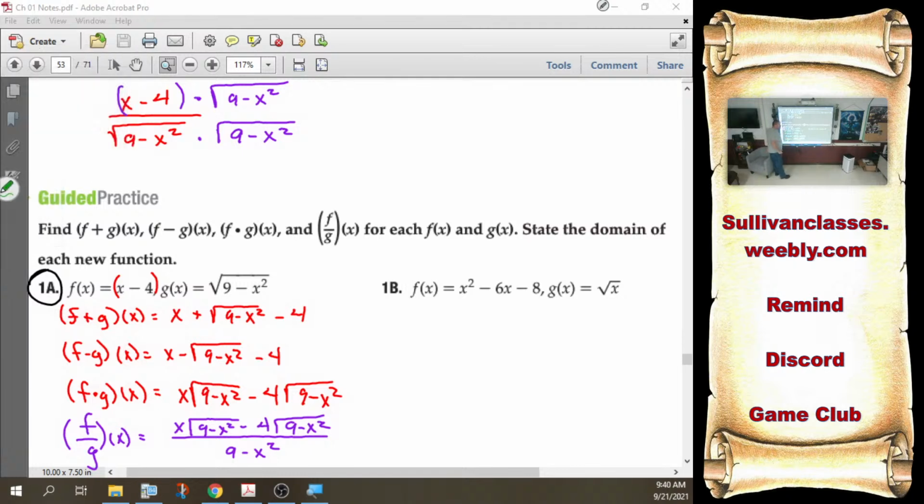So now, domain. This one. Who's not allowed to the party? First one. Okay, I can't take square root of a negative. So I'm first going to find out what makes this 0, because that'll be my break-even point. 9 minus x squared is 0, 9 is x squared, x is plus or minus 3.